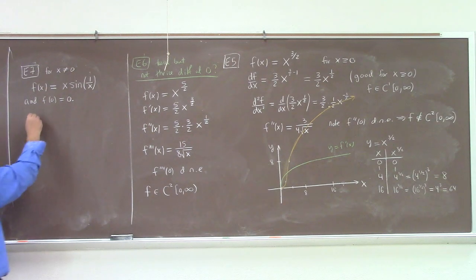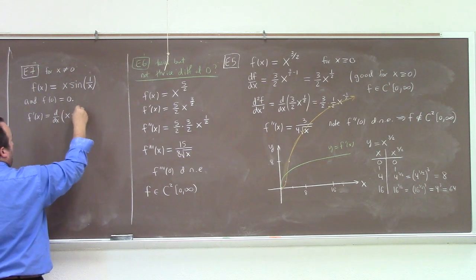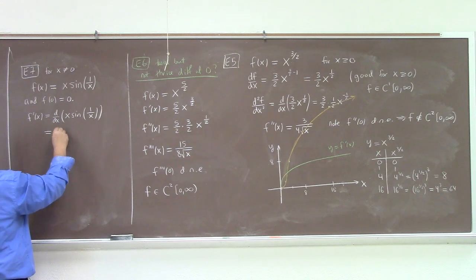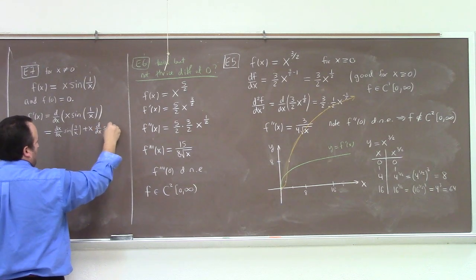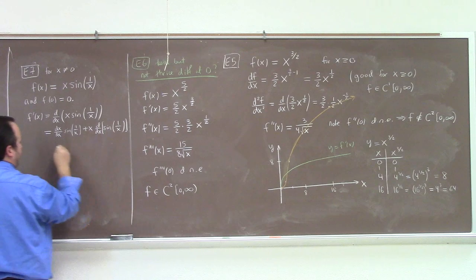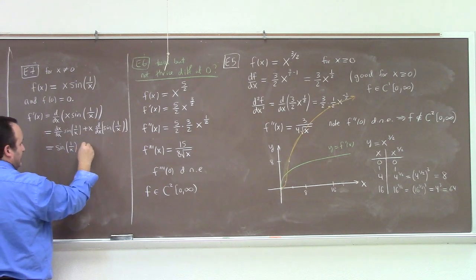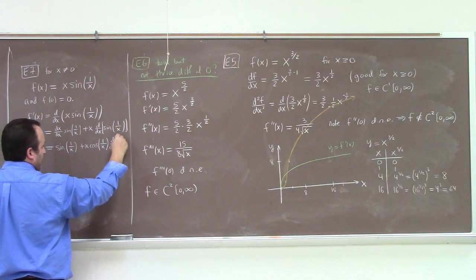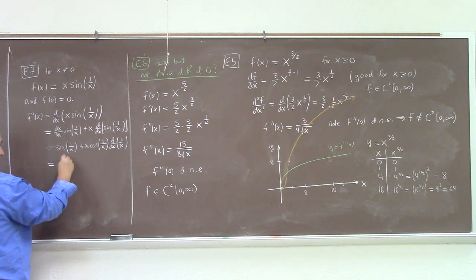So differentiate, what do you get? F prime of x is what? It's a product, right? So we got to do what? We get the derivative of x with respect to x, sine of 1 over x, plus x times the derivative with respect to x of sine of 1 over x. So we get sine of 1 over x plus x times the cosine of 1 over x times the derivative of 1 over x by the chain rule.